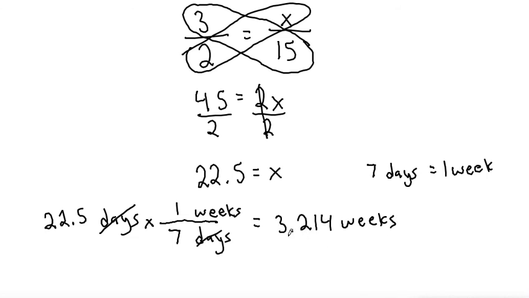I don't see a rounding instruction in the problem, so I will just assume to round to 1 decimal place. So that would make 3.2 weeks, or just over 3 weeks, for him to drink that much water.